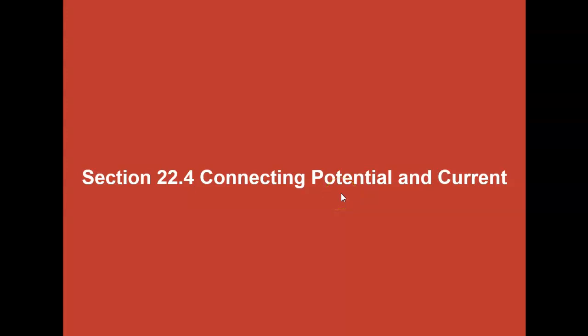All right, so that was a quick version for 22.3. Really, the batteries provide the potential difference for that charge to get moving through the circuit to create a current. Now we're going to look at that electric potential and current.